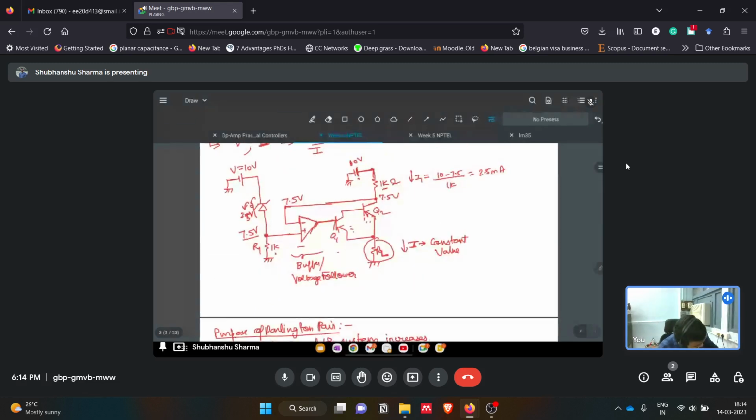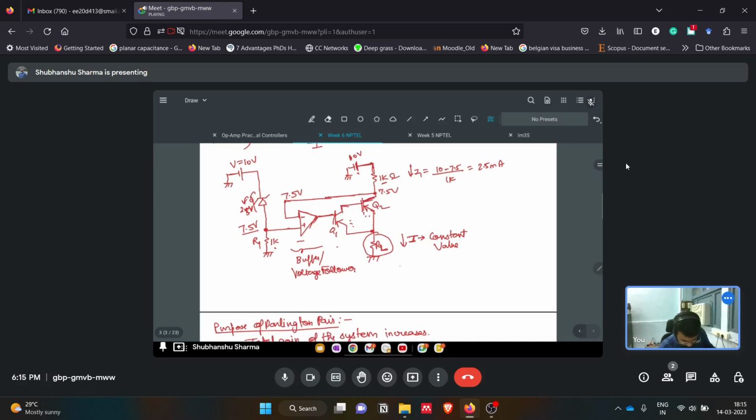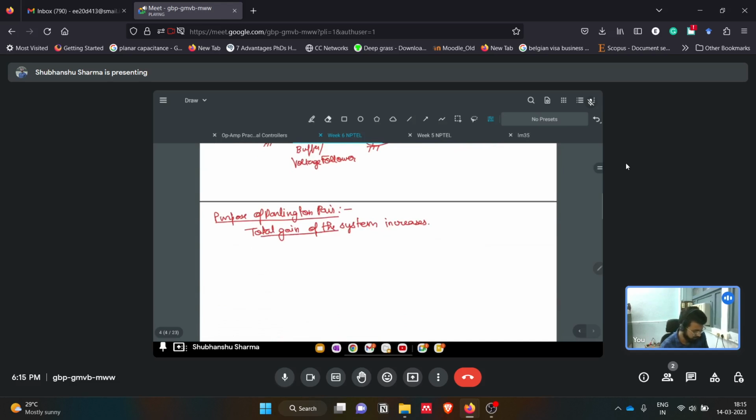We know that this current is the emitter current of these two transistors, and here we are getting the collector current of these two transistors. By increasing the gain, the current outside will be approximately equal to the collector current, the emitter current here. So basically, we are avoiding the effect of the base current. That's why we use Q1, Q2 to increase the gain of the system.